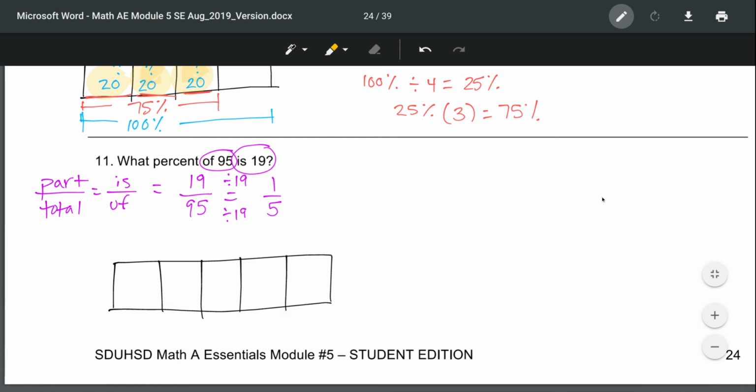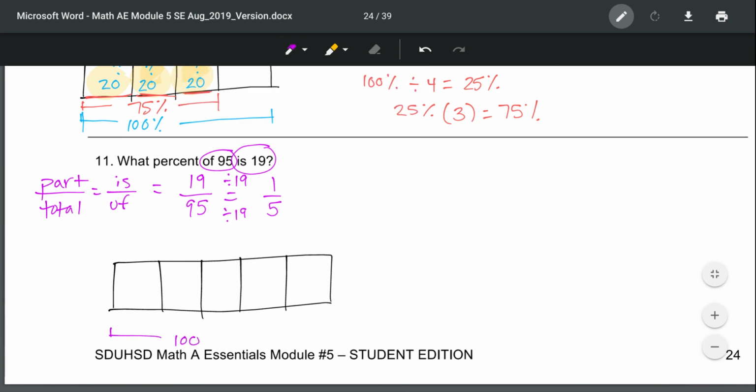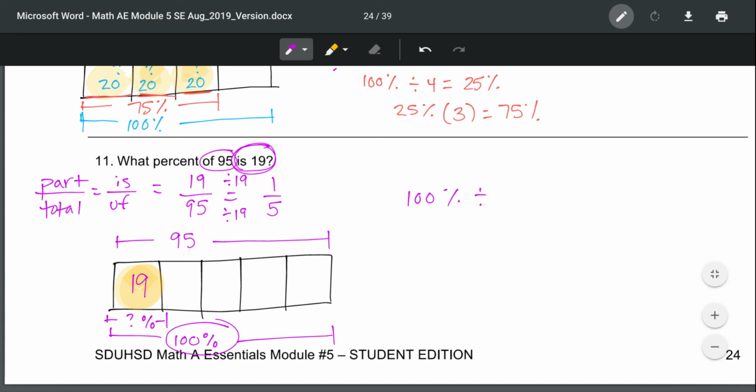Okay, and the total percentage value of your bar model is 100%. And the total value is 95. So we want to know what percentage value would one of these fifths be. So one of these fifths is 19. So 19 is 1/5 of your bar model. We want to know what percentage that is. So to figure out the percentage, you take 100% and divide it by 5.